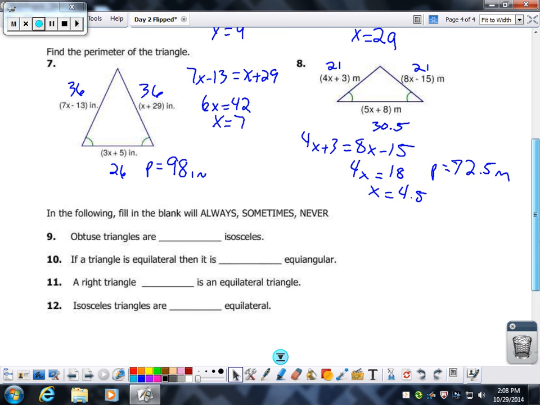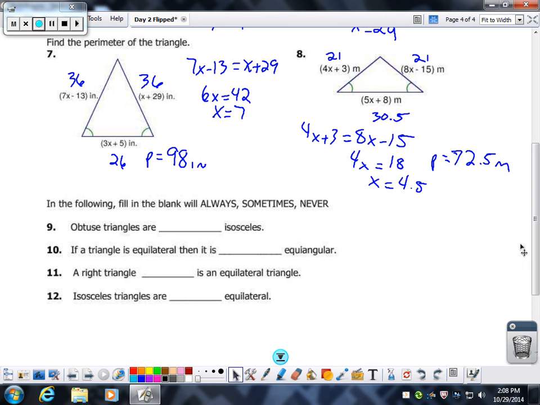And I want you to try 9 through 12 on your own to see if you can figure out whether the triangles will always, sometimes, or never be whichever one.